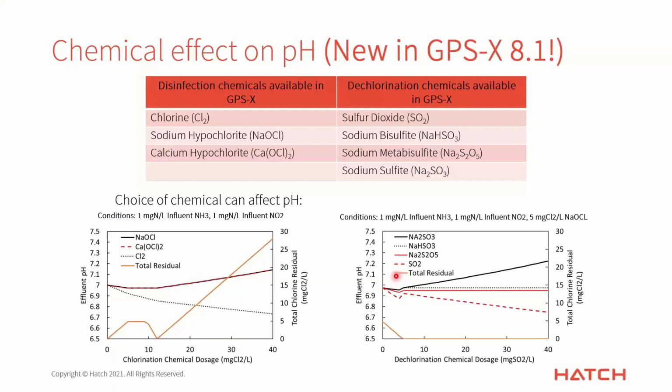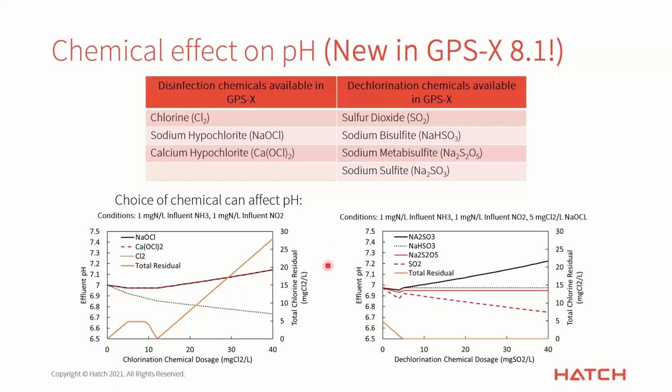So here at the top, I've listed all the chemicals that we have available for chlorination and dechlorination in GPS-X. The reason I've done this is because the choice of chemical has a non-negligible effect on the pH, and they can affect pH in very different ways. The chemicals for chlorination are chlorine gas, sodium hypochlorite, and calcium hypochlorite. And the dechlorination chemicals are sulfur dioxide, sodium bisulfate, sodium metabisulfite, and sodium sulfite.